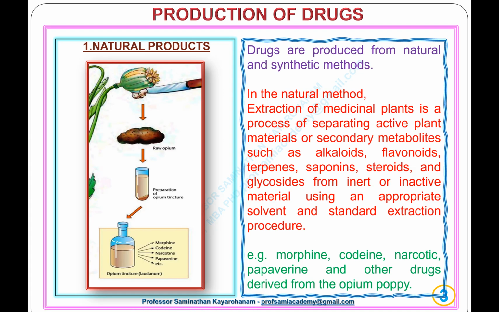Slide number 3. Production of drugs. Drugs are produced from natural and synthetic methods. In the natural method, extraction of medicinal plants is a process of separating active plant materials or secondary metabolites such as alkaloids, flavonoids, terpenes, saponins, steroids, and glycosides from inert or inactive material using an appropriate solvent and standard extraction procedure. For example, morphine, codeine, narcotine, piperine and other drugs derived from the opium poppy.